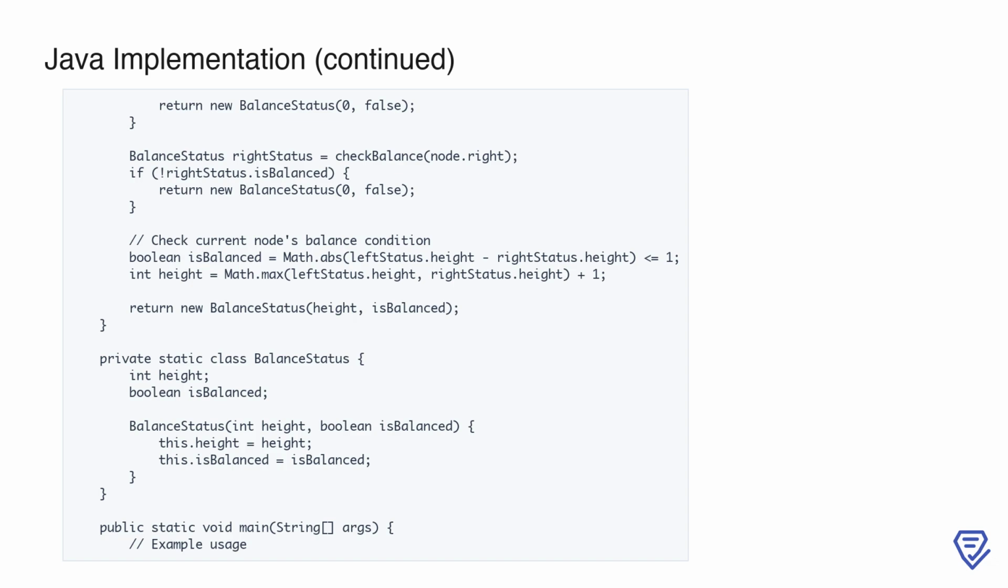Once the left and right subtrees are both processed, their respective heights and balance statuses are used to evaluate the balance condition for the current node. A node is considered balanced if the absolute difference between the heights of its left and right subtrees is less than or equal to 1. The height of the current node is then calculated as 1 plus the maximum height of its left and right subtrees. Finally, a new balance status object is created, storing the calculated height and the balance status for the current node. This object is returned to the caller, which allows the function to propagate balance information up the recursion stack.